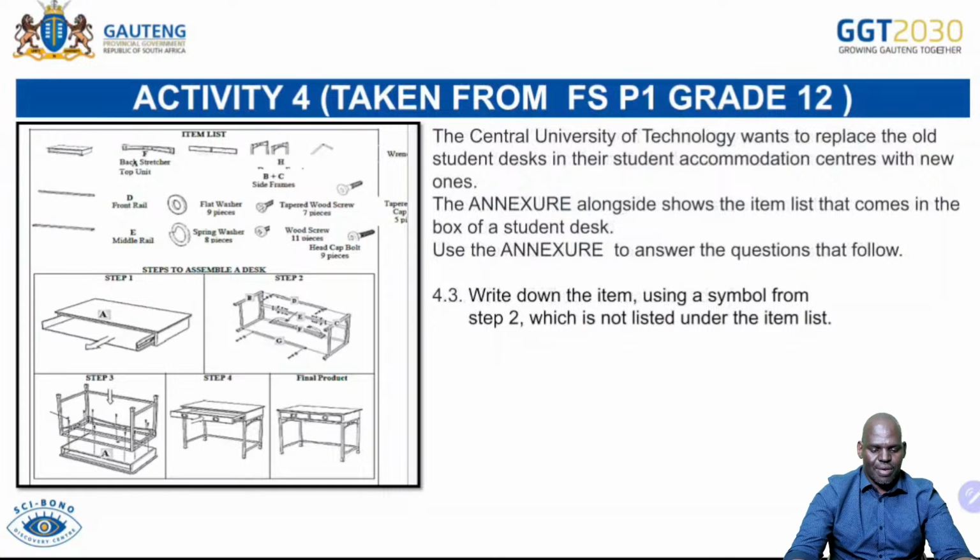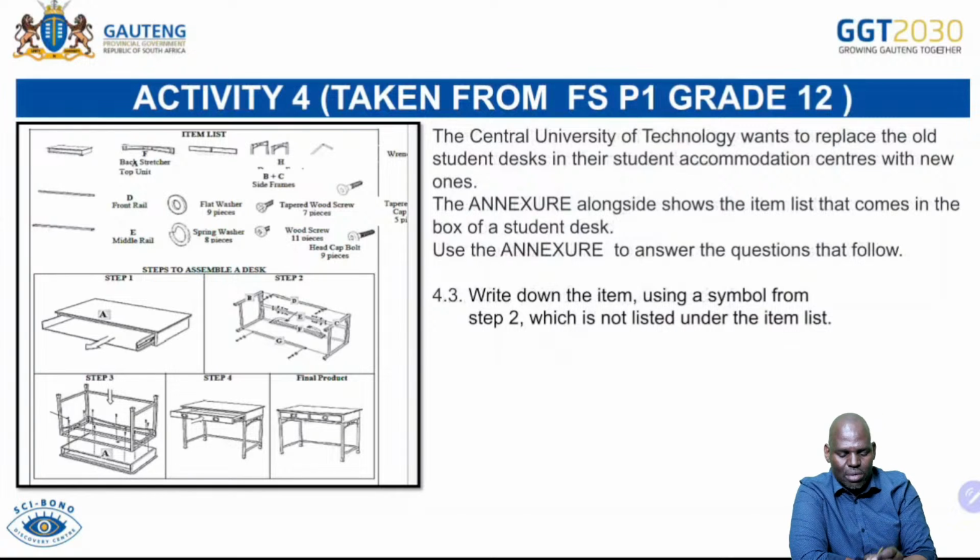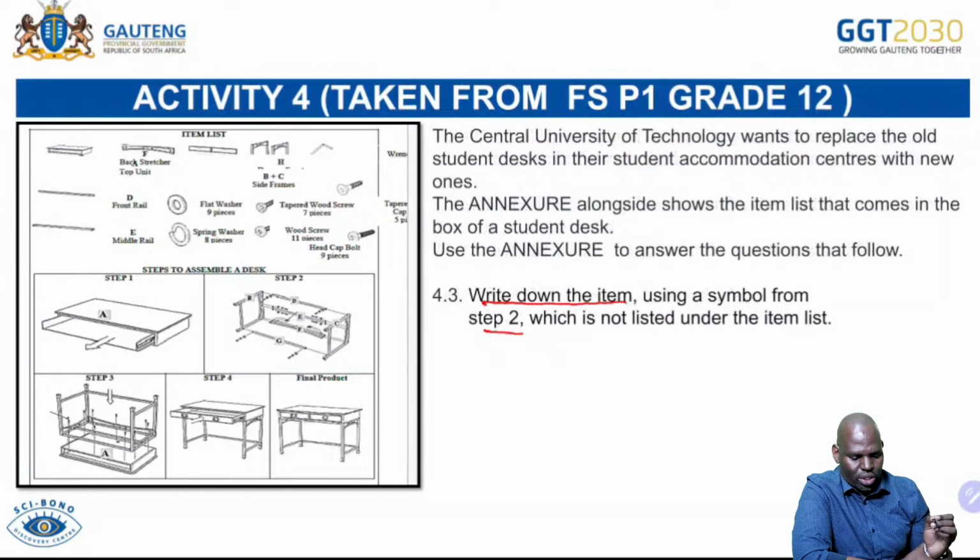Then number 4.3 is: write down the item using a symbol from step 2, which is not listed under the item list. So write down the item using a symbol from step 2. Then this is step number 2. They say the item which is not listed under the item list.